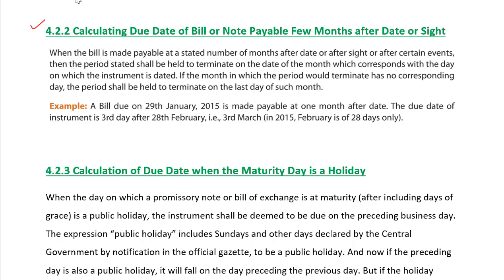Example, a bill dated 29th January is made payable after 1 month. The due date is the third day after 28th February, that is 3rd March. February is of 28 days only. I believe you understood.